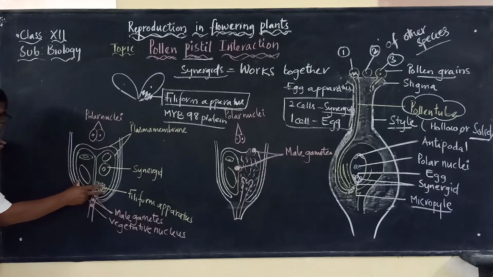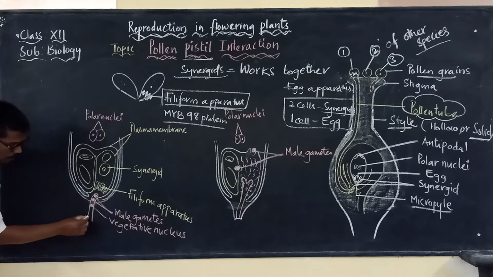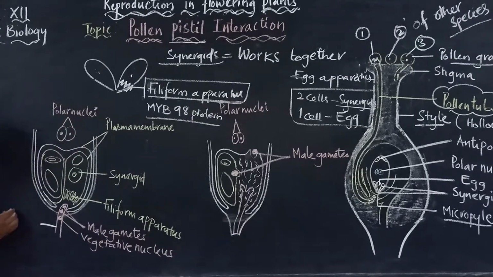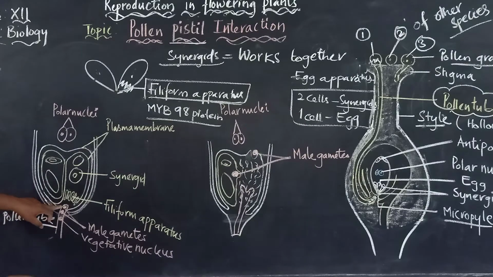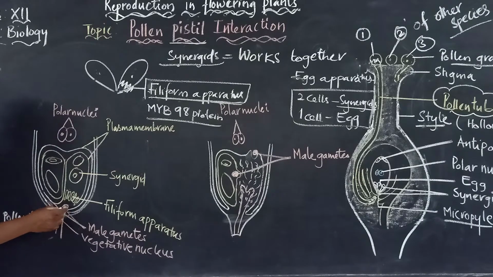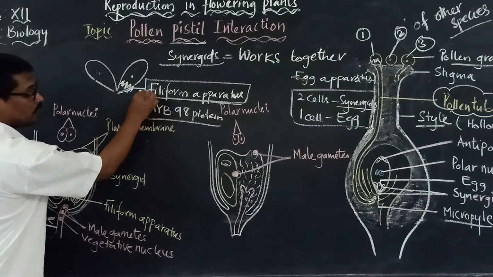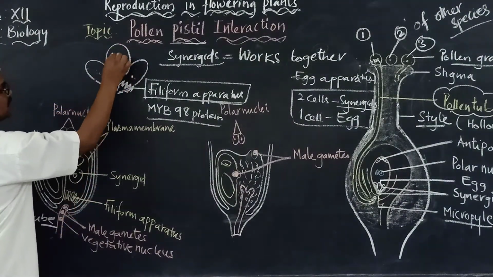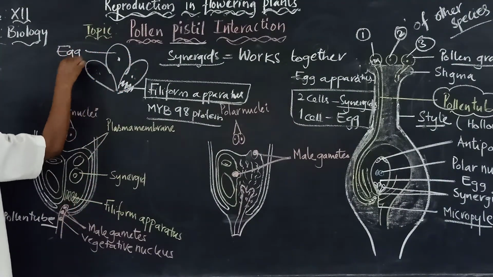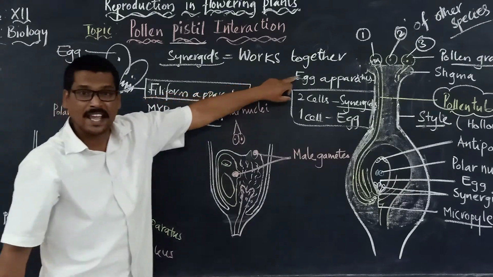Here in this diagram we can see very clearly how the pollen tube, this is the pollen tube, is entering through the micropyle region. How is it entering? It is crossing the filiform apparatus of the synergids. There will be the egg here, and these three together we call the egg apparatus.